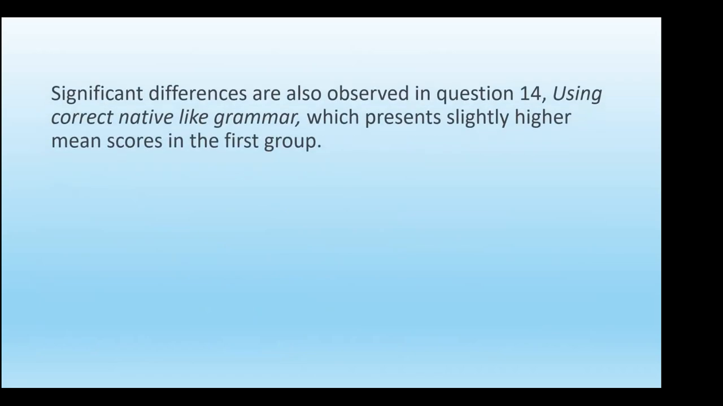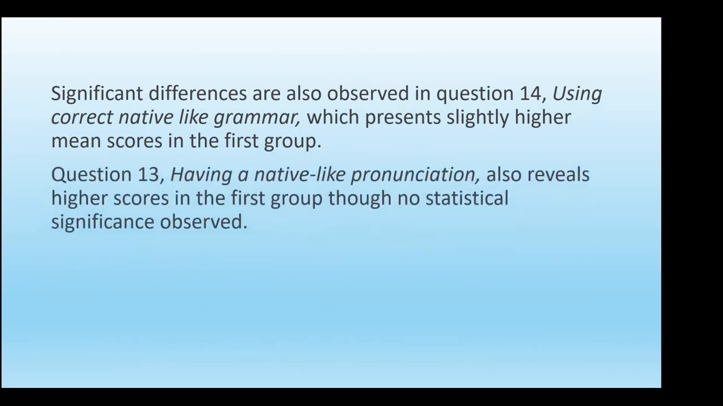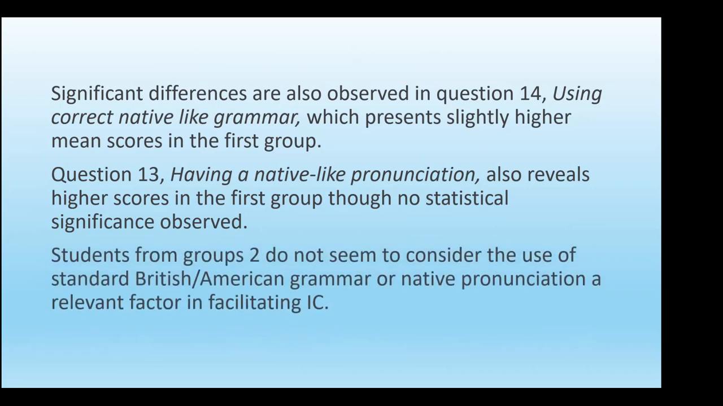Significant differences in the data are also observed in question 14, using correct grammar, which presents slightly higher mean scores in the first group. And question 13, having a native-like pronunciation, also reveals higher scores in the first group, though no statistical significance is observed in this particular question. So students from group one, I'm sorry, there is a mistake here, from group two, do not seem to consider the use of standard British or American grammar or standard British or American native pronunciation as a relevant factor in facilitating intercultural communication through English.